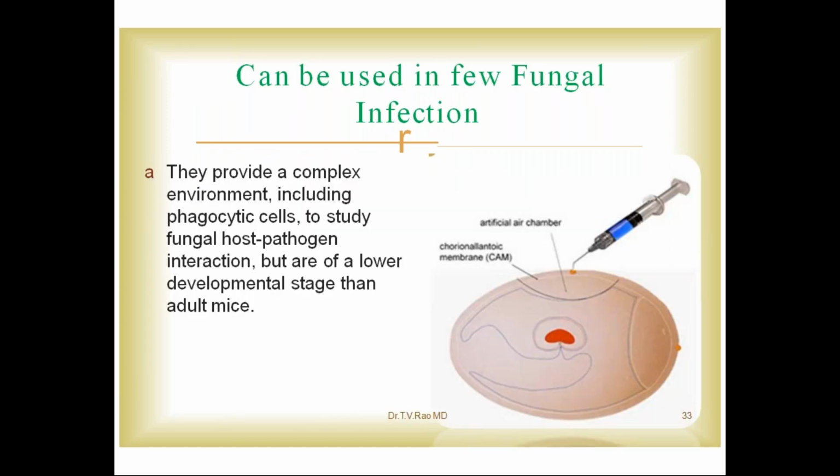Fungal cultures also can sometimes be used for the growing of the viruses. They provide a complex environment, including phagocytic cells, to study fungal host-pathogen interaction. That is why we can use the embryonated egg for fungal growth.